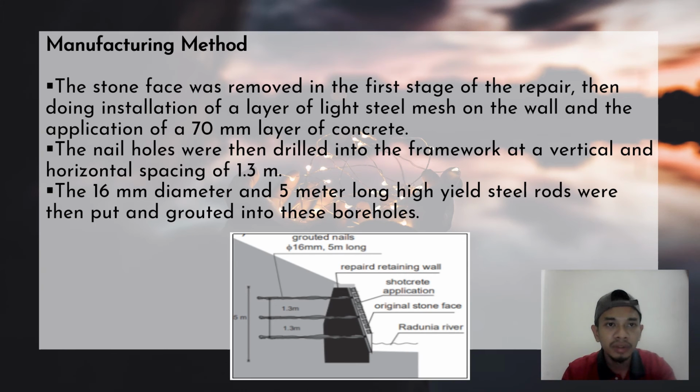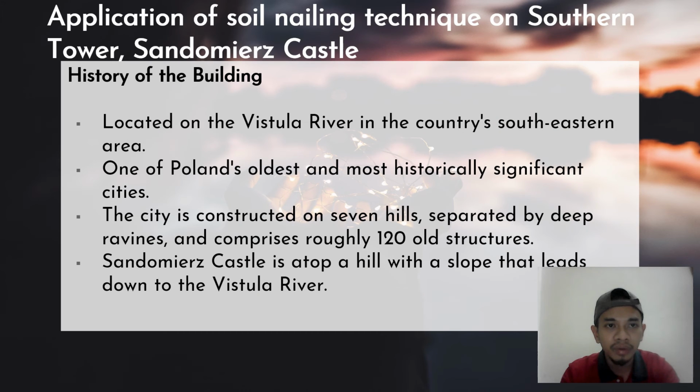Then we go into the method of construction. Firstly, the stone face was removed in the first stage of the repair, then a layer of light steel mesh was installed on the wall. Then the nail holes were drilled through the framework at a vertical and horizontal spacing of 1.3 meter. And lastly, 16 mm diameter, 5 meter long high yield steel rods were put and grouted into this borehole.